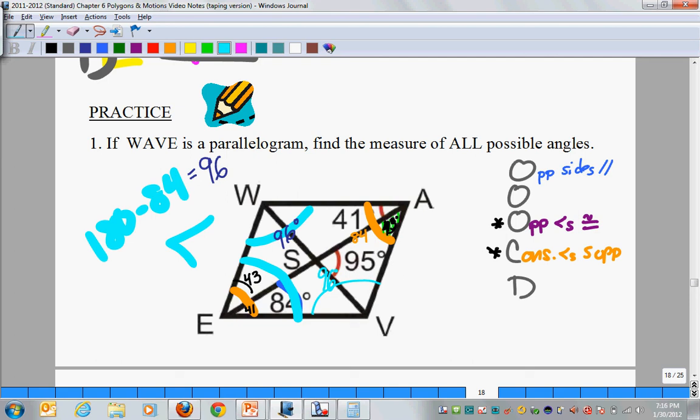Let's see what else we can find. If that's 96, let's pull this triangle out right here.